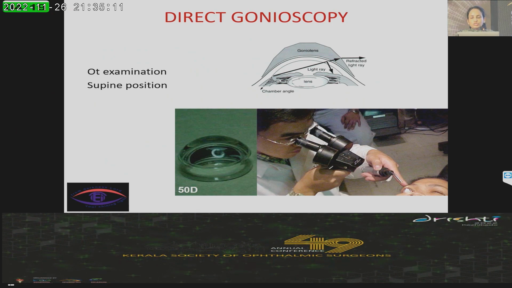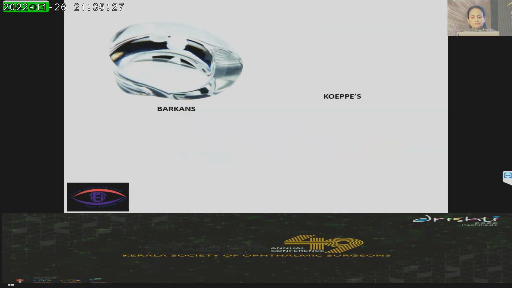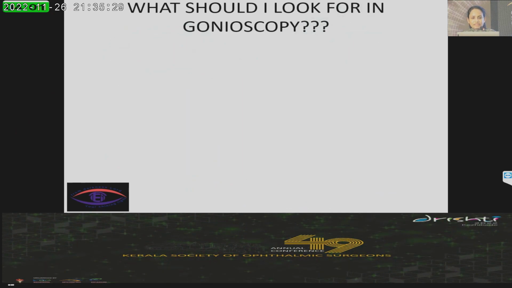Earlier it was mainly used for congenital glaucomas for the procedure of goniotomy, but now with the advent of minimally invasive procedures, there is an emerging interest in direct gonioscopy. Most of the minimally invasive procedures are angle-based surgeries and they require a mastery over the skill of direct gonioscopy. The examples are the Barkan, Swan-Jacob and Koeppe lenses.